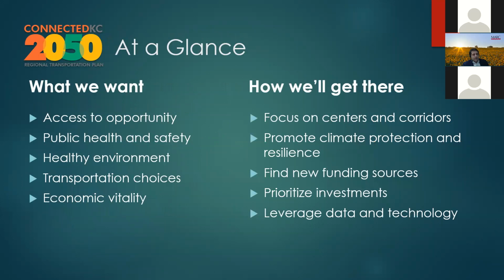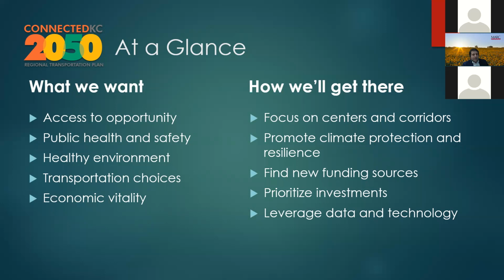To expand on the goals and strategies from our plan itself, it's organized with certain goals that we want to pursue and strategies that we'll be implementing to arrive at those goals. So the goals are what we want, and the strategies we will follow will be the things we'll do to get there. So what do we want? We want access to opportunity, where we can have a supported, connected system that enables access to all activities.